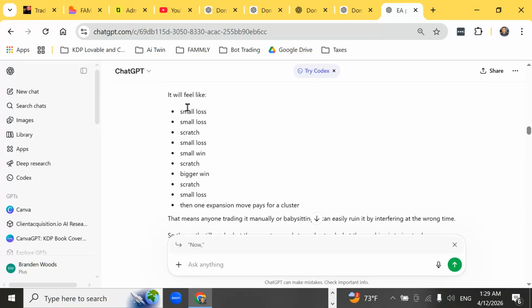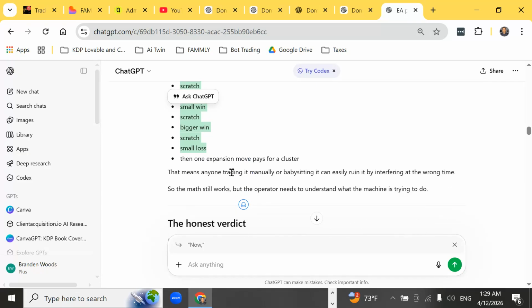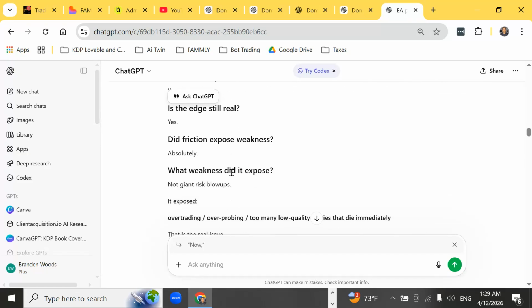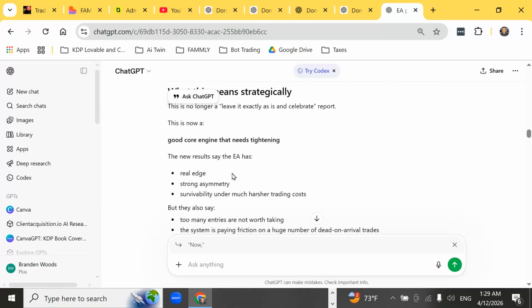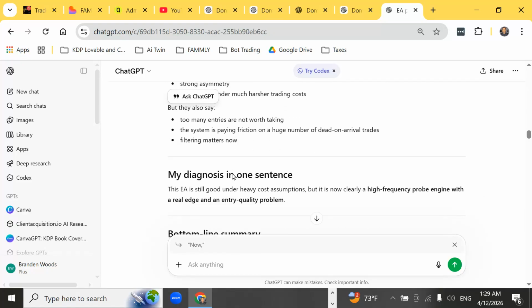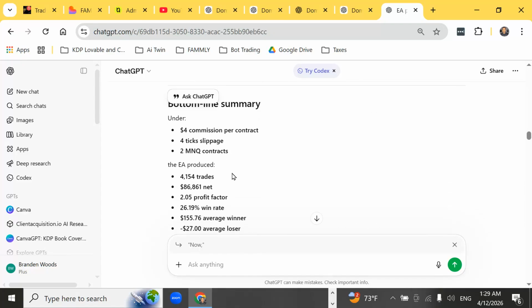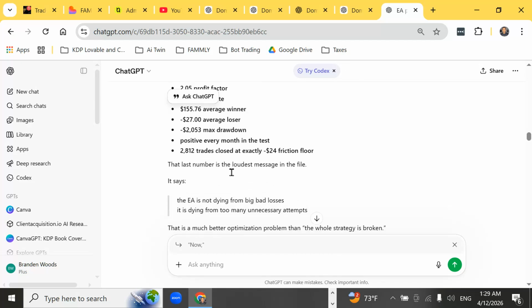And this is what to expect. Small losses, small wins, scratch, scratch, scratch, bigger wins, scratch, scratch. So that's what you're gonna expect. So it's not broken when it's doing that. Just let it do its thing. And that's it. That's really it.